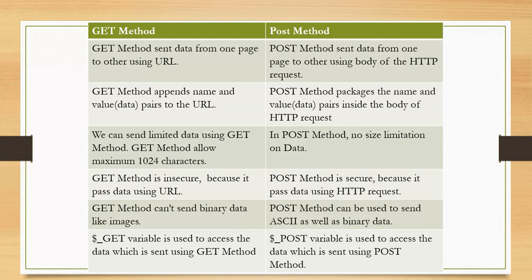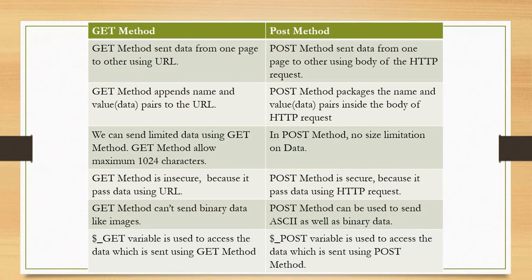The first point says that the get method passes data using the URL and the post method passes data using the HTTP request. Second point is when we use the get method, name and data are appended to the URL, and when we use the post method, it creates a package that contains name and data and passes this package through the HTTP request. Next point is we can send a maximum of 1024 characters using the get method because it passes data from the URL, but the post method does not have any size limit.